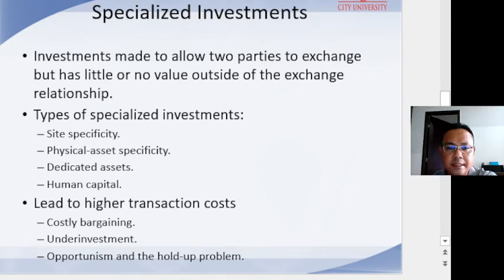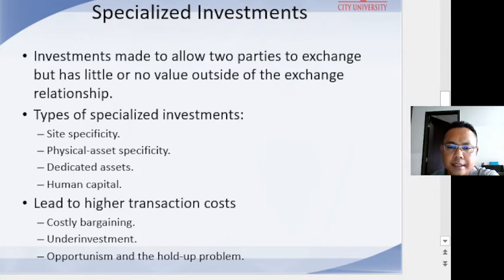Physical asset specificity refers to a situation where the capital equipment needed to produce an input is designed to meet the needs of a particular buyer and cannot be readily adapted to produce inputs needed by other buyers. For example, if producing a lawn mower engine requires a special machine that is useful only for producing engines for a particular buyer, the machine is a specific physical asset for producing the engines.